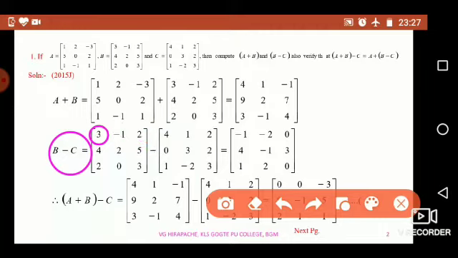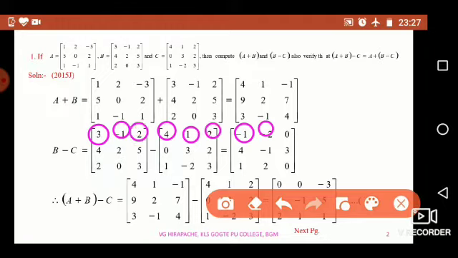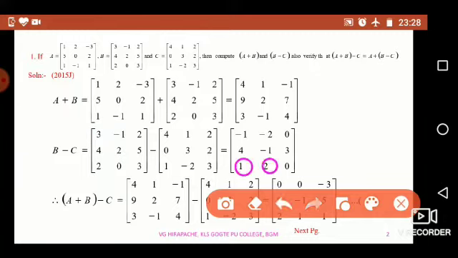We will subtract the corresponding elements of both the matrices. Therefore, we get 3 minus 4, that gives minus 1. Minus 1 minus 1 gives minus 2. And 2 minus 2 gives 0. Likewise, we subtract the corresponding elements of the second row of both the matrices. Then we get 4 minus 0 is 4. 2 minus 3 is minus 1. 5 minus 2 gives 3. Similarly, we subtract the corresponding elements of the third row. We get the third row elements as 1, 2 and 0.